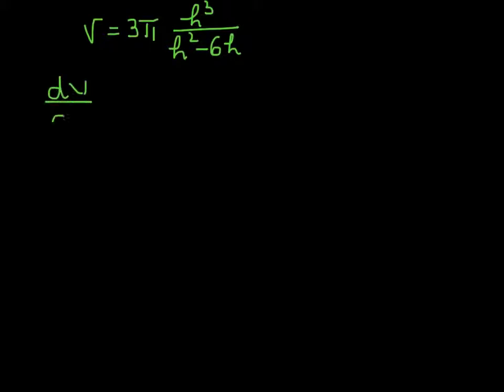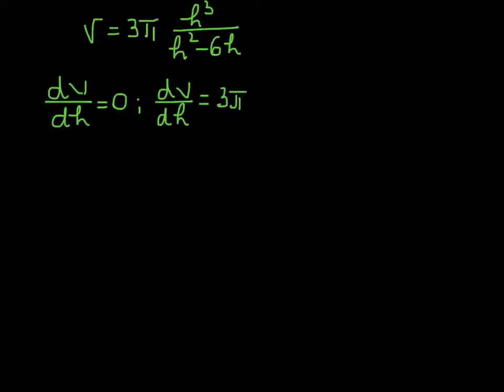Okay, so from the previous slide, we found that the volume is 3 pi times H cubed over H squared minus 6H. The question asks to find the value of H for which V is stationary. So dV by dH must be 0. What is dV by dH? Of course, we use the quotient rule.